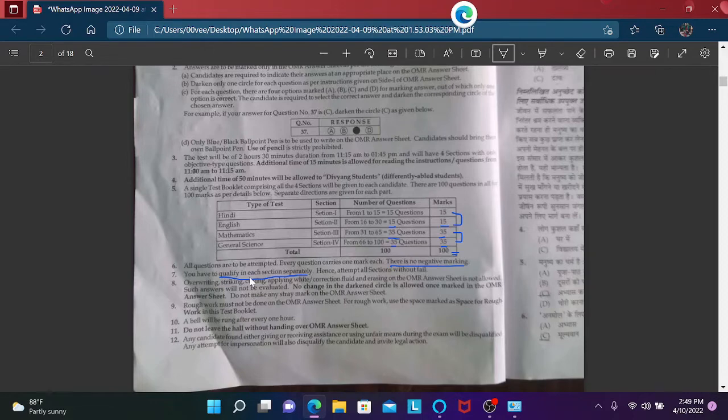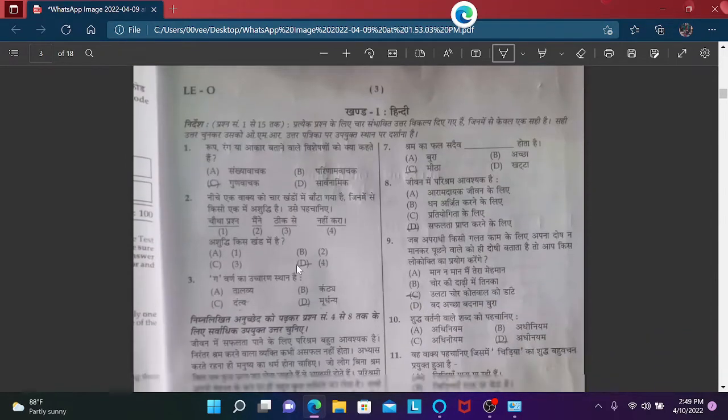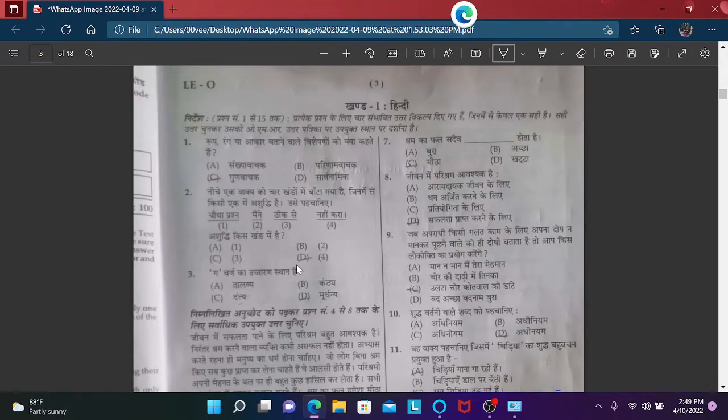You have to qualify in each section separately. That is the one thing to remember. And we are moving directly to the question paper. We'll see that the first section, Hindi, consists of 15 questions.